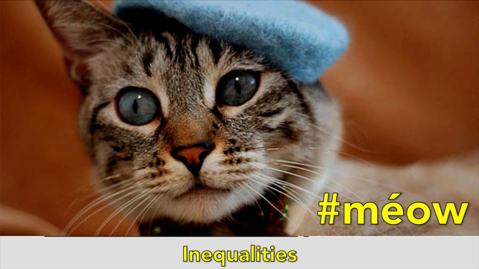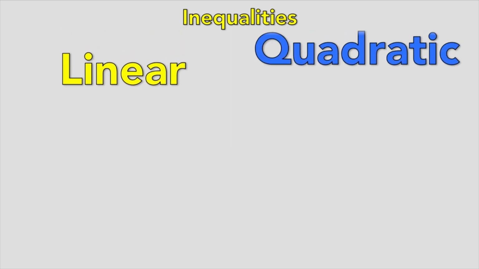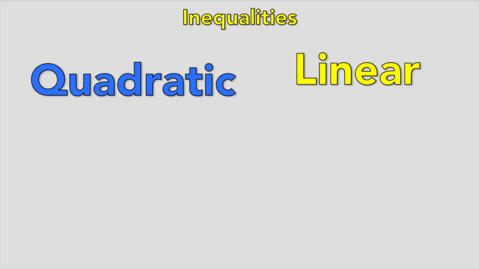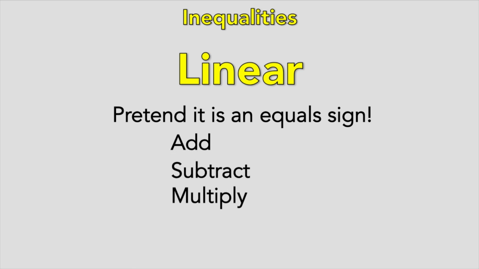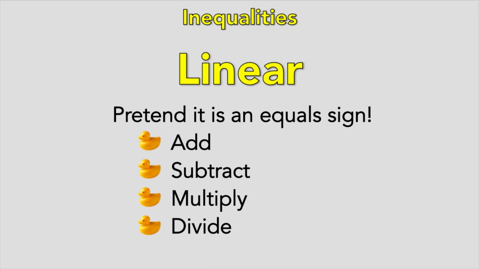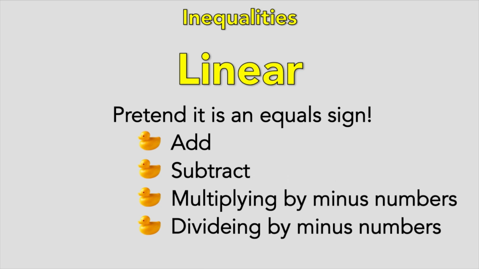Inequalities now, which can be either linear or quadratic. Linear being straight lines and quadratic being those curvy ones, the squiggly. With linear inequalities, where x has a maximum power of 1, you can kind of pretend it's an equal sign. Kind of. Adding, subtracting, multiplying and dividing by positive numbers all work as they do with an equal sign, so they get the ducky of truth. However, multiplying and dividing by minus numbers don't work, so they get the ducky of shame.